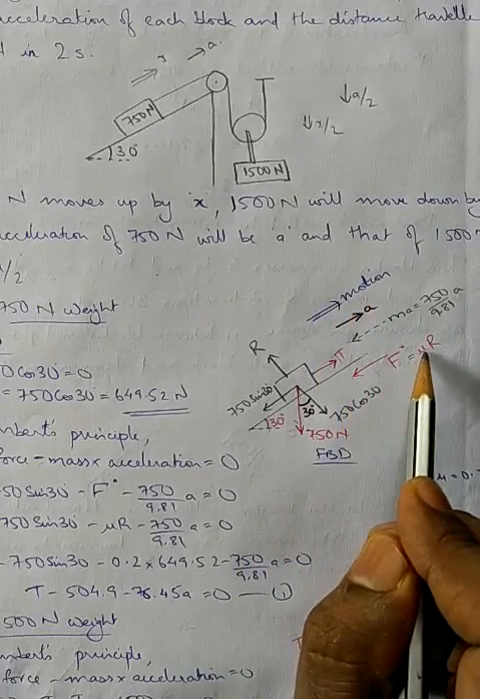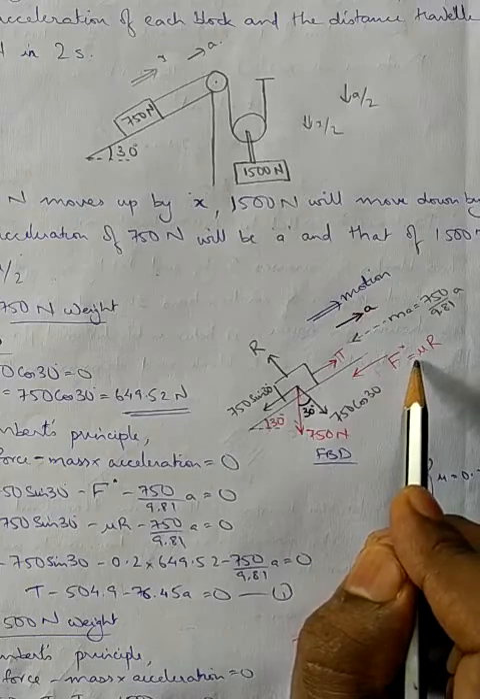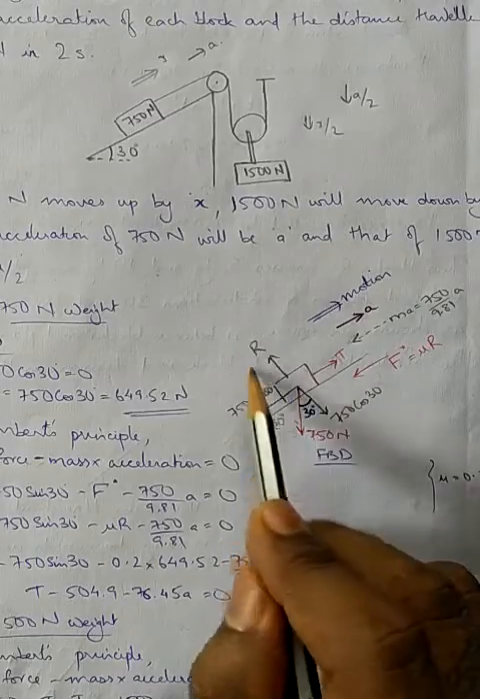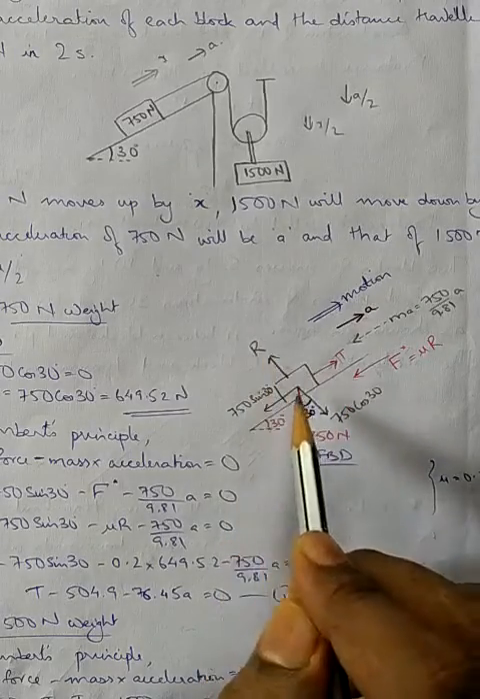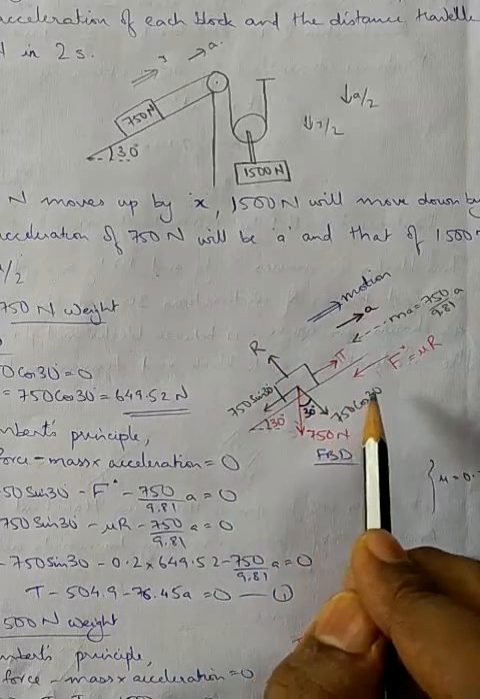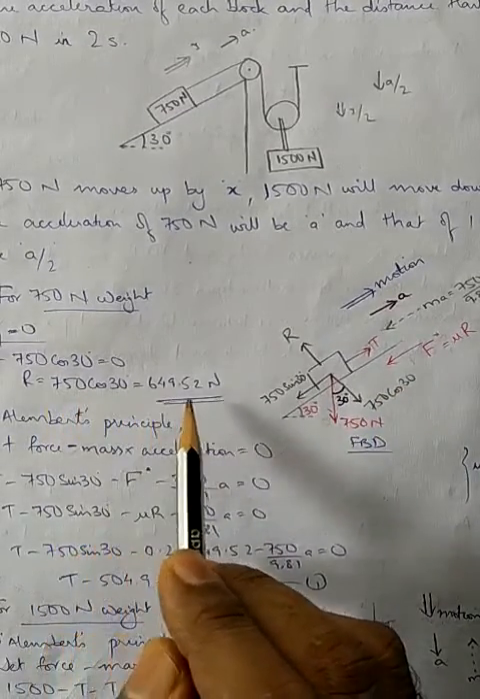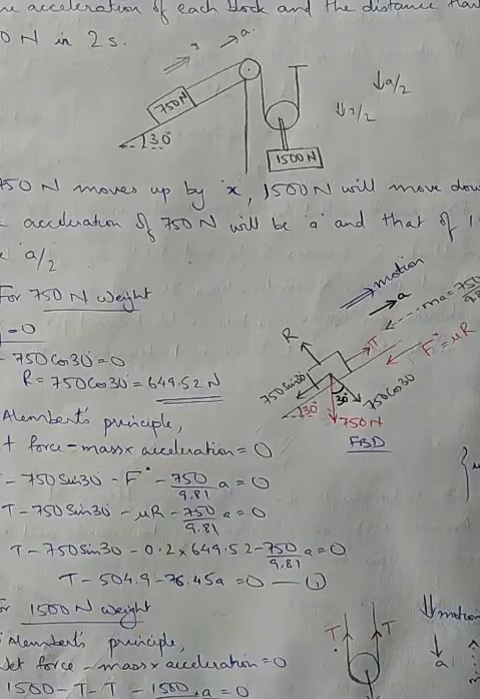F star equal to mu into R. Mu value is already given, which is 0.2. In order to find R, in this direction, summation of force will be 0. So R minus 750 cos 30 equal to 0. So R equal to 750 cos 30, you will be getting 649.52.